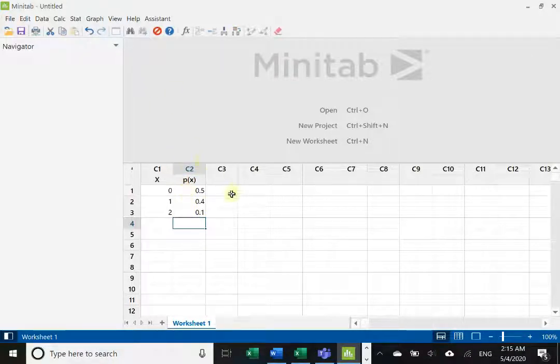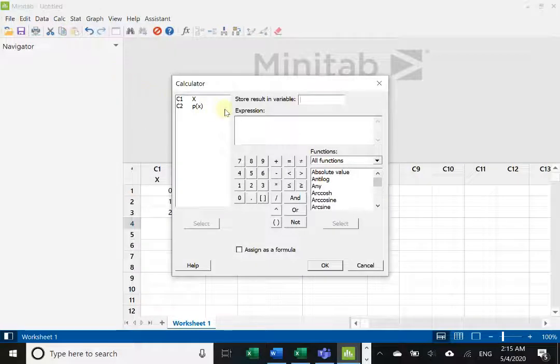At this point, you guys are ahead of me. You've already done XPX, so let me do that. I'm going to go to calculator, and you see, now it's clean. I don't have all those extra stuff, and I was afraid those would confuse some of you. So we're going to store the results in variable. I'm going to call that x times px. Our expression: what is the expression? We're going to multiply x times px.